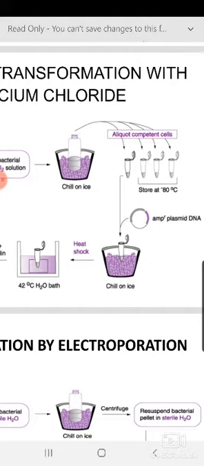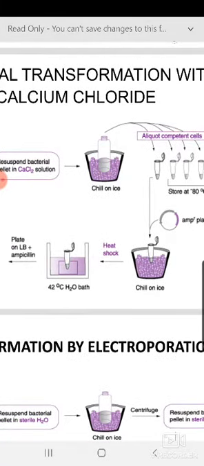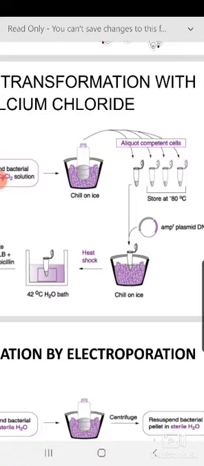Now you take one vial out of this and incubate it with your ampicillin resistance plasmid DNA, that is the recombinant DNA. Once you are taking the cells from minus 80 degrees, you need to thaw them in ice.